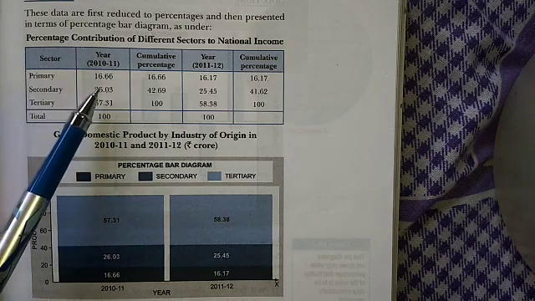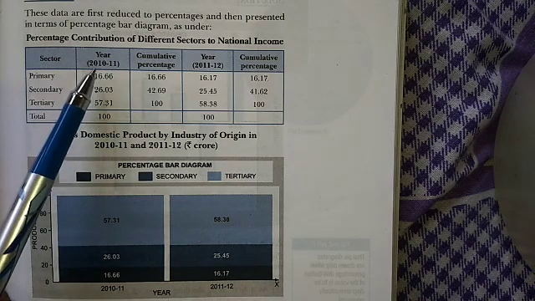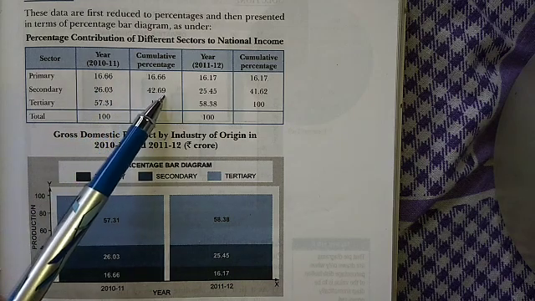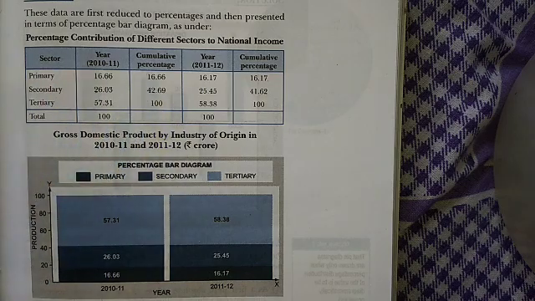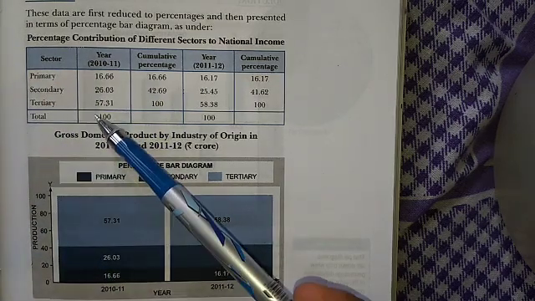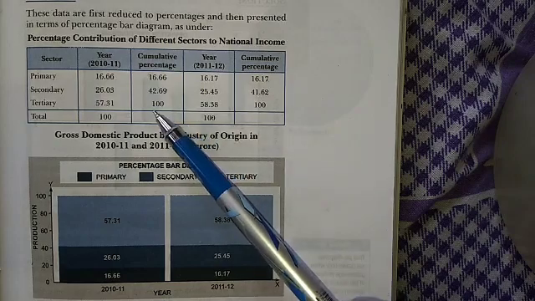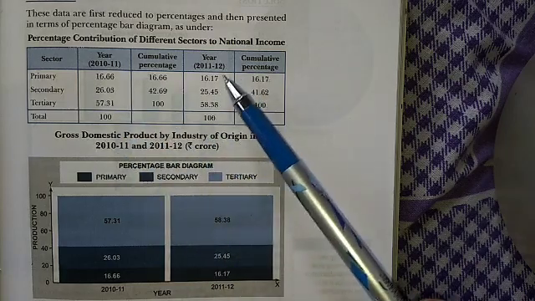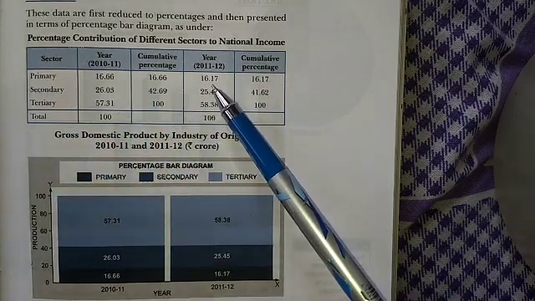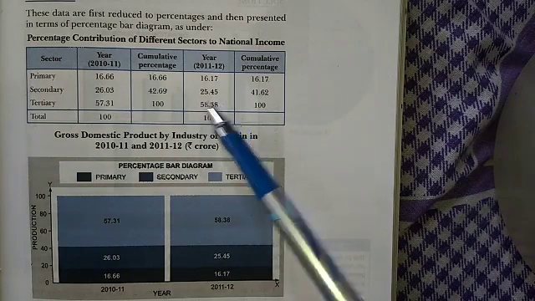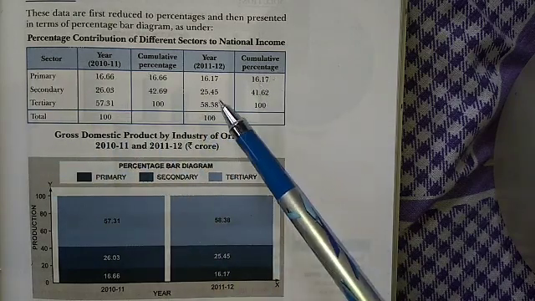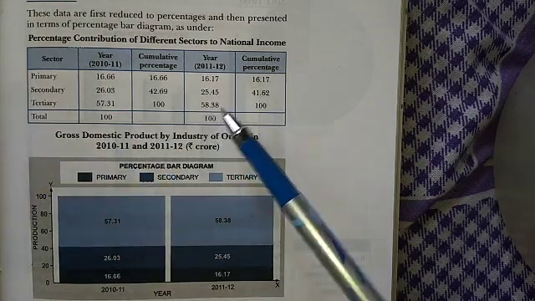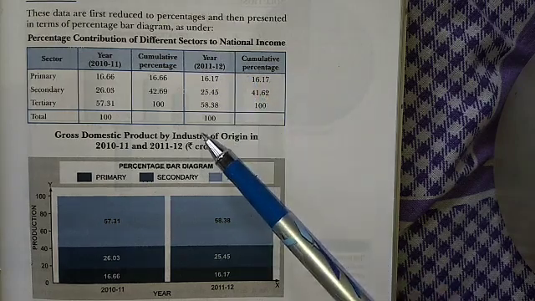Secondary sector is 26.03 in 2010-11, cumulative percentage 42.69, and tertiary sector is 57.31 and cumulative is 100. So total here is 100 in 2010-11. In 2011-12 primary sector is 16.17, secondary sector is 25.45 and cumulative here is 41.62, tertiary sector has 58.38 and cumulative is 100. So the total here is 100.